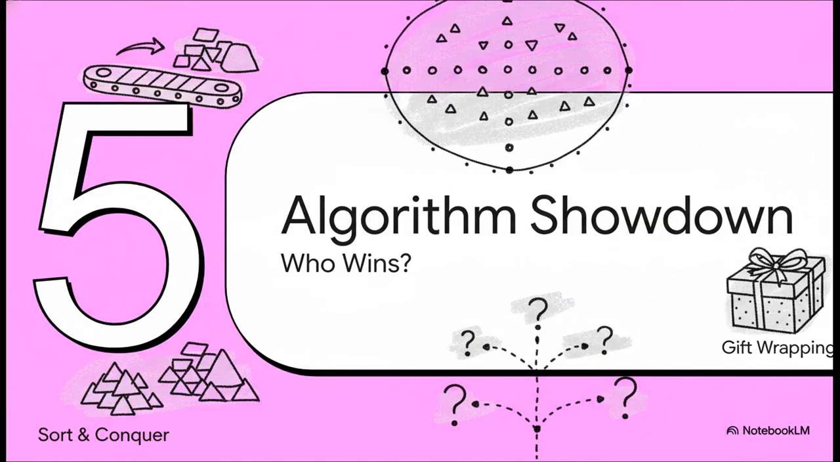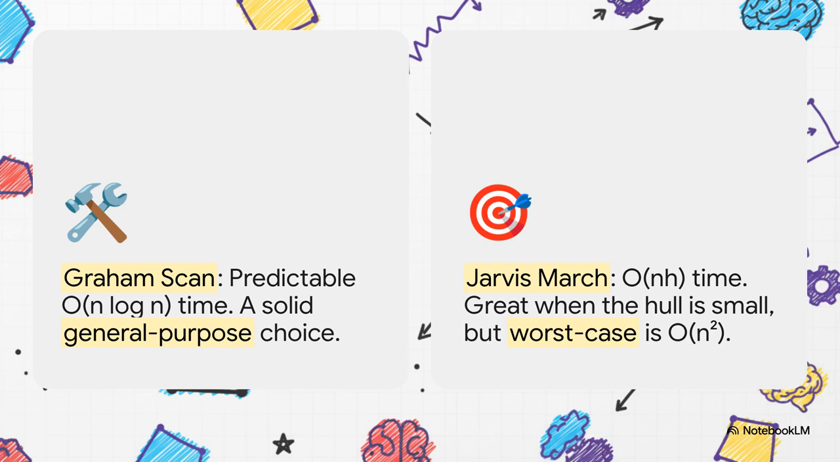So there we have it. Two awesome algorithms, Graham scan, the planner, versus Jarvis's March, the wrapper. So, who wins? Which one should you use? Well, if you've been in computer science for more than 5 minutes, you already know the answer is always, it depends. Think of Graham scan as your reliable marathon runner. It gives you a predictable O of n log n time every single time. It's a fantastic, general-purpose, safe bet.